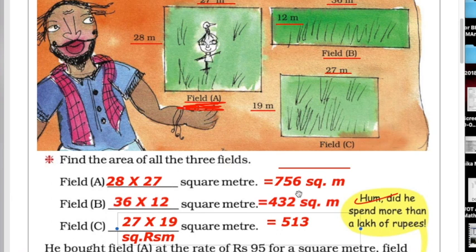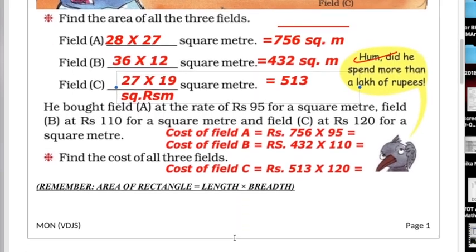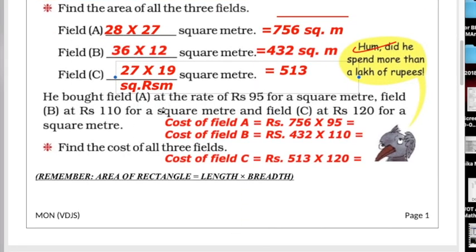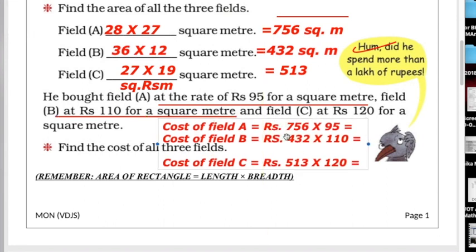Girls, these answers are written here. Students, you have to show the working. You have to show the process of multiplication as we have done in Bela's method. Okay, wonderful. Now it is asking, he bought field A at the rate of rupees 95 for a square meter, field B at rupees 110 for a square meter and field C at rupees 120 for a square meter. The area of field A is 756 square meter and the rate of 1 square meter is rupees 95.